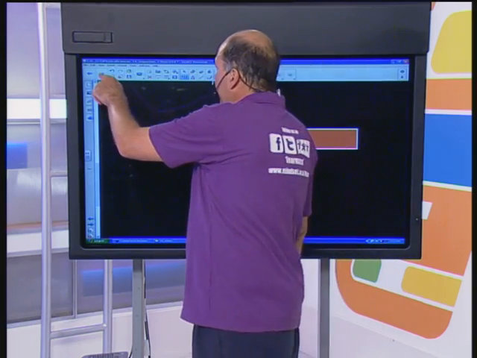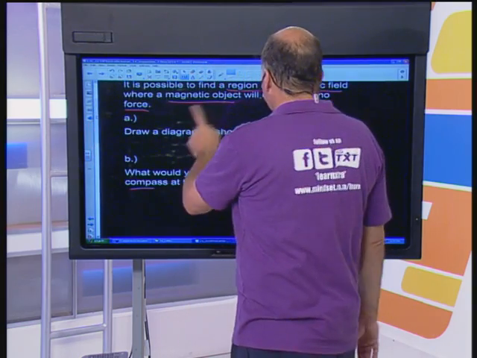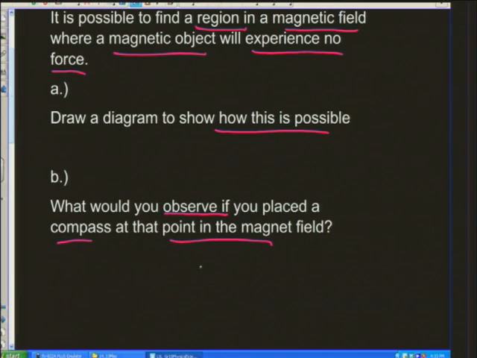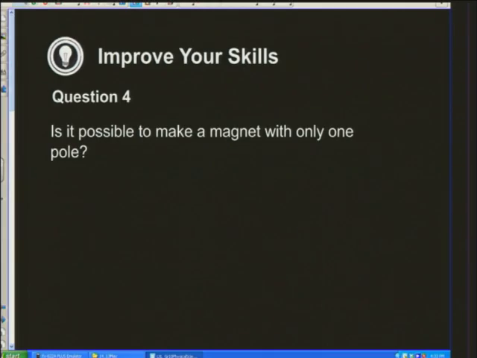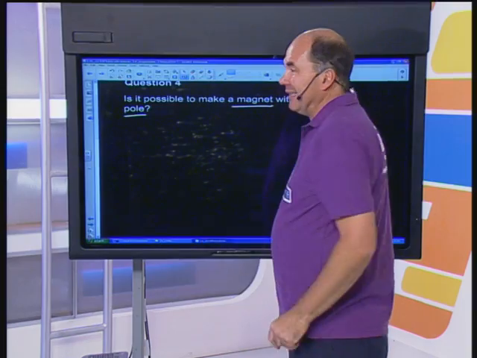Okay, I think we've got time for one more question. I've answered this one. We drew the diagram. I showed you the null point. The last thing says, is it possible to make a magnet with only one pole? So let's do a thought experiment here.